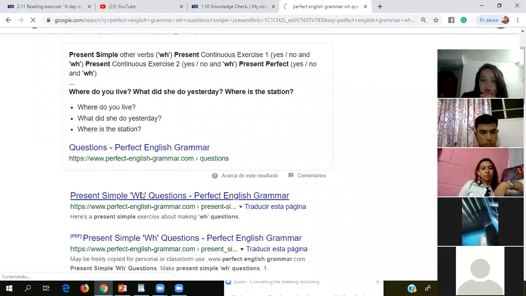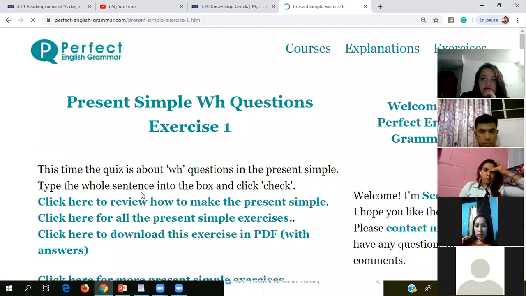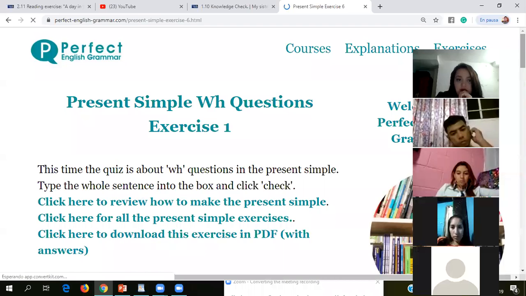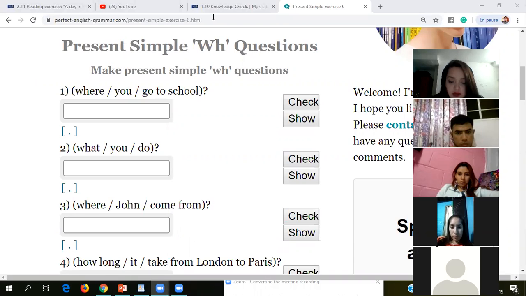Let me double check. Les voy a mandar este link a su teléfono, al chat, y acá en el chat de Zoom. Okay. Here it is. Open the chat. Aquí en Zoom, en su computador. Y si están en el teléfono, lo estoy enviando a WhatsApp. Ahí está ya. Los primeros hagámoslos juntos, siguiendo la estructura, ¿ok? Los demás los harán en pareja.